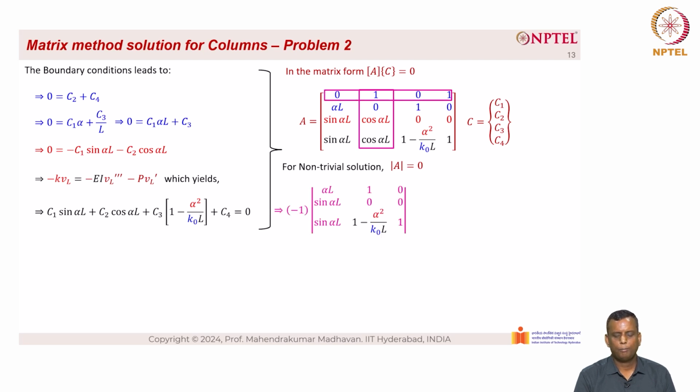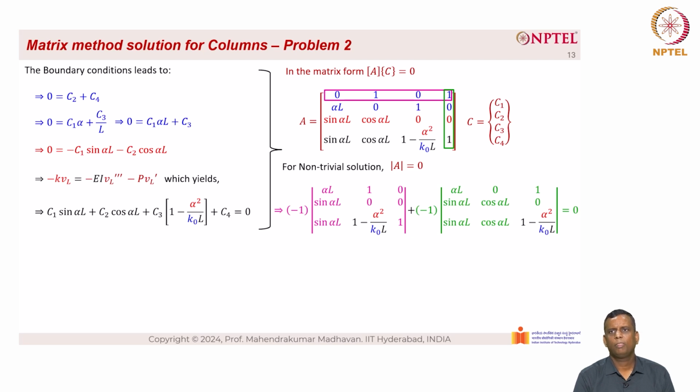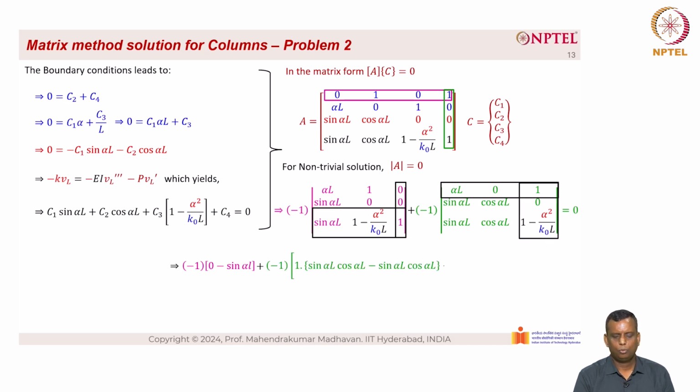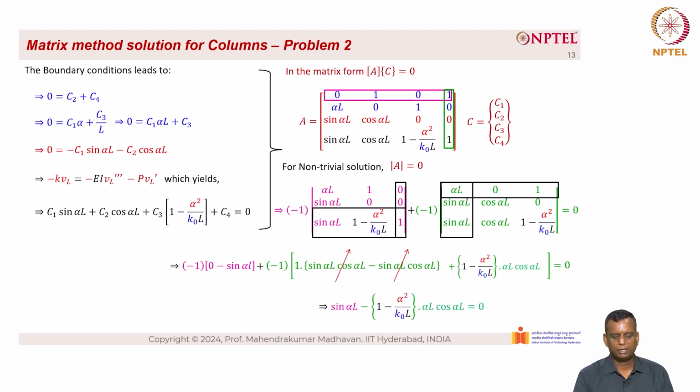So when we expand it, we have minus 1 into the determinant of alpha L, 1, 0; sin alpha L, 0, 0; sin alpha L, 1 minus alpha squared by k naught L, 1. And the next one, which is shown in the green color, when we expand it, we have minus 1 into the determinant of alpha L, 0, 1; sin alpha L, cos alpha L, 1 minus alpha squared by k naught L, is equal to 0. This can be further simplified as minus 1 into 0 minus sin alpha L, and plus minus 1 into 1 into sin alpha L cos alpha L minus sin alpha L cos alpha L plus 1 minus alpha square divided by k naught L into alpha L into cos alpha L is equal to 0. The terms sin alpha L and cos alpha L get cancelled. We can simplify this further. We have sin alpha L minus of bracket open 1 minus alpha square divided by k naught L bracket close into alpha L cos alpha L is equal to 0.